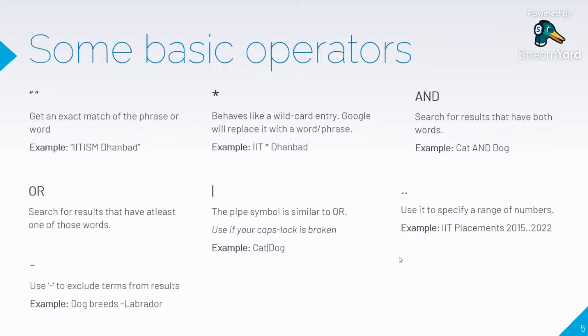Moving on, the asterisk operator. It behaves like a wildcard entry. So if you Google IIT asterisk Dhanbad, then the asterisk would be replaced by some result. Suppose there is a website which has IIT Apple Dhanbad written in it. Obviously, that's not going to happen, but let's assume a hypothetical situation. So the star would be replaced by the apple.